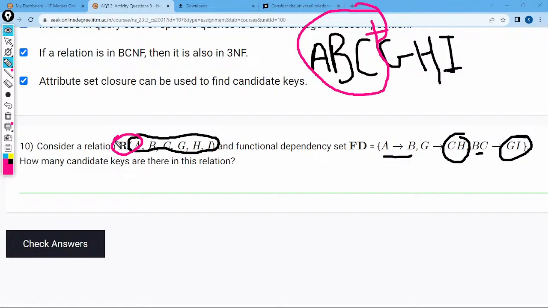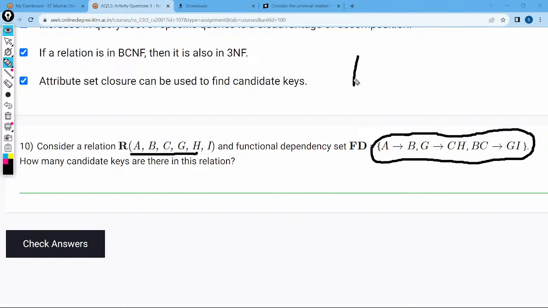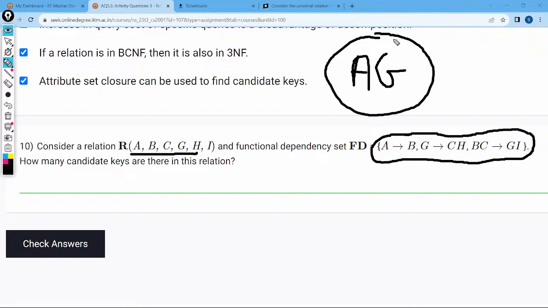Let's try to find another. Let's try for A and G. If I add a closure set on this, so A maps B, G maps CH, and BC maps I. Again, we can map each and every single one of them, meaning they are candidate key.